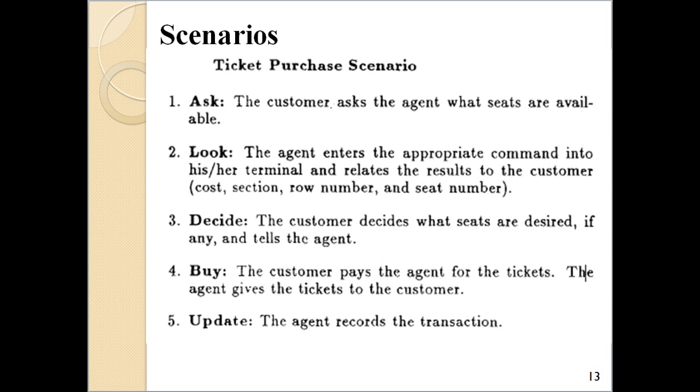Number 3, decide. The customer decides what seats are desired, if any, and tells the agent. Number 4, buy. The customer pays the agent for the tickets. The agent gives the tickets to the customer. And number 5 is update. The agent records the transaction.